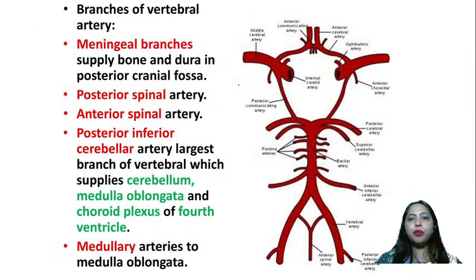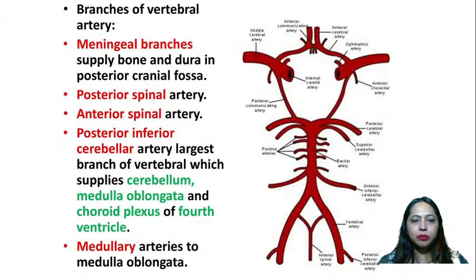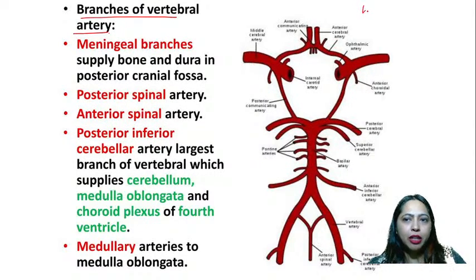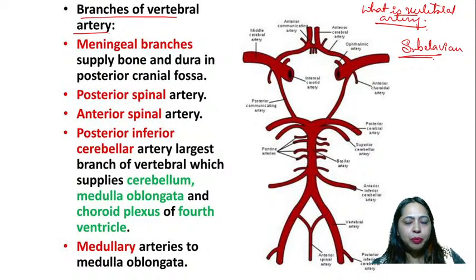So you can see that the vertebral artery is something that comes as a branch. These are the branches of the vertebral artery. But first of all, what is the vertebral artery? You know that the subclavian artery is one of the branches from the arch of aorta, right?